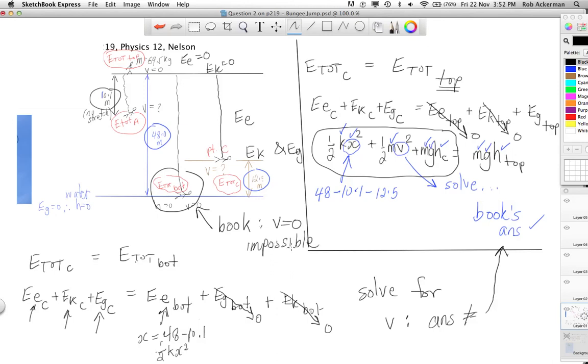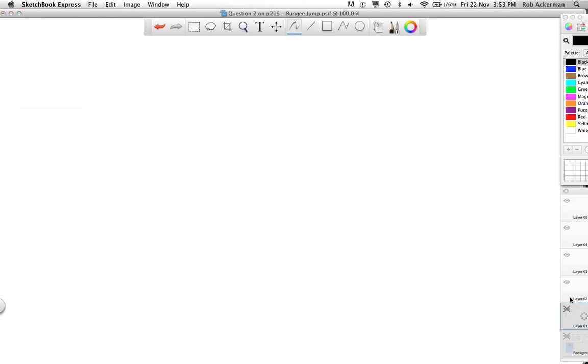Do you know why it's impossible? I'll give you a hint. See if you can do a calculation that proves the speed cannot be 0 at the bottom here. Pause the video and give that a try. Okay, and you're back, and now I'll let you off the hook if you weren't able to prove this. Here's what you're going to do.